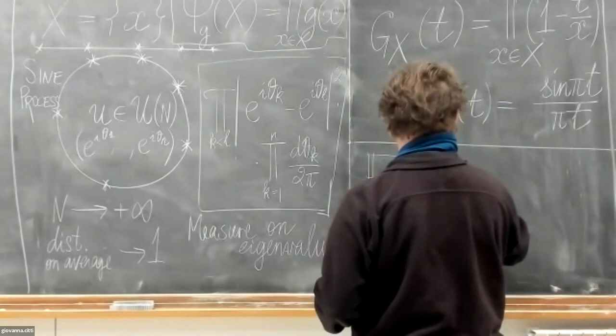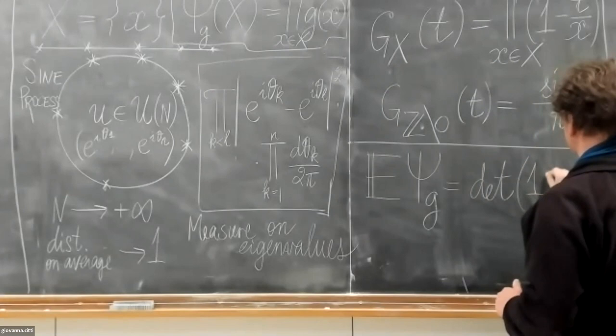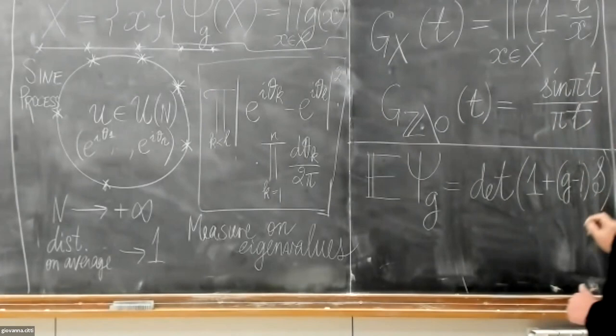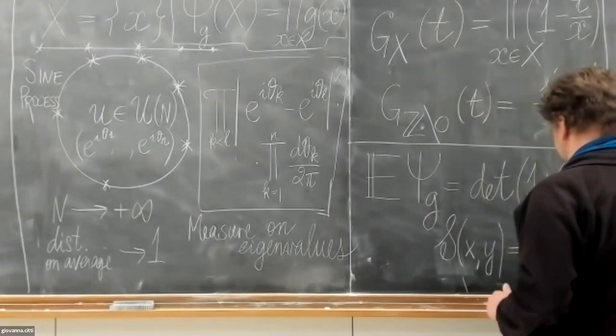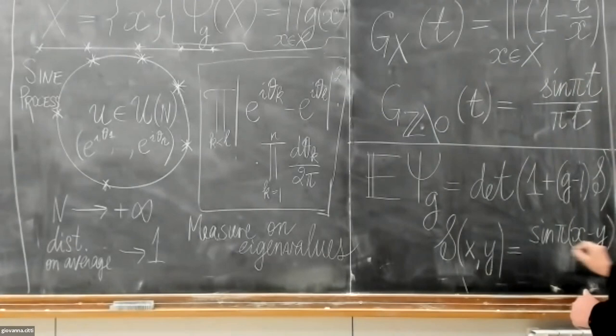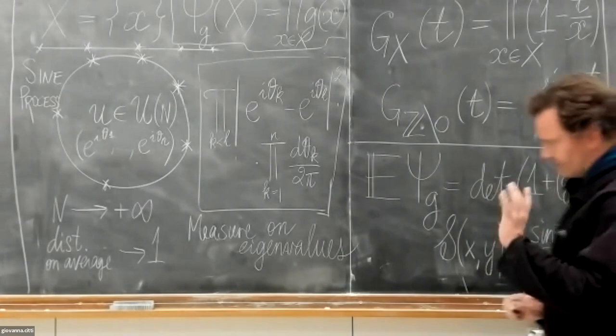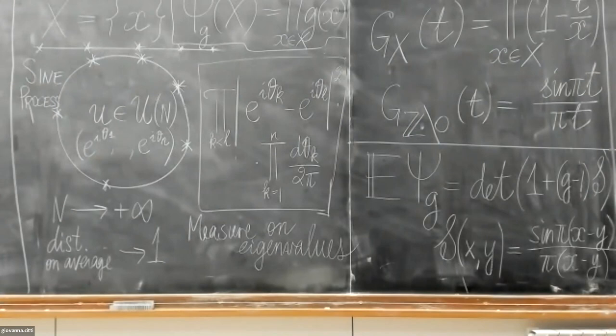And the formal definition of the sine process is that the expectation of such a function is given by the determinant in the following way: the determinant of 1 plus (g minus 1) times S, where S is the sine kernel. So the determinant is infinite dimensional, a Fredholm determinant. For experts, a regularized Fredholm determinant, but let's skip this detail right now. So just a Fredholm determinant.